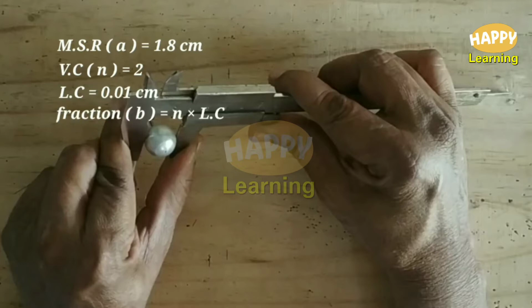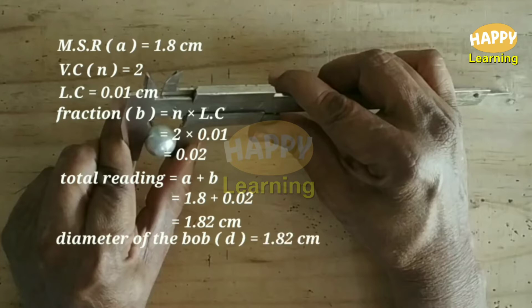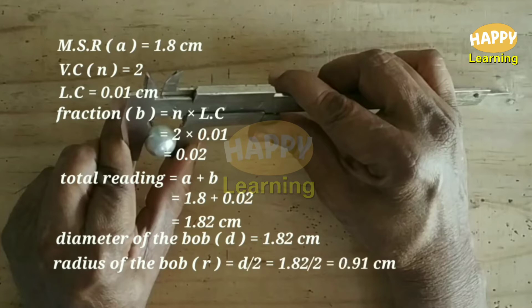Fraction, noted by B, is equal to N into LC, that is equal to 2 into 0.01, that is equal to 0.02. Total reading is equal to A plus B, that is main scale reading plus fraction, that is equal to 1.8 plus 0.02, that is equal to 1.82 centimeter. Therefore, diameter of the bob D is equal to 1.82 centimeters. Then radius of the bob R equal to D by 2, that is equal to 1.82 by 2, that is equal to 0.91 centimeter.